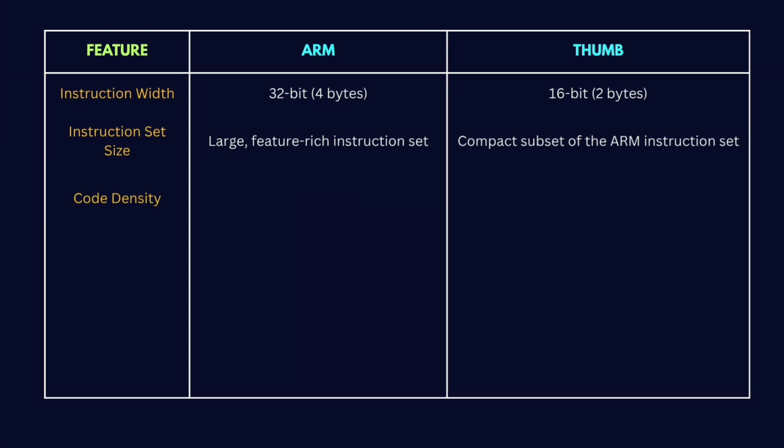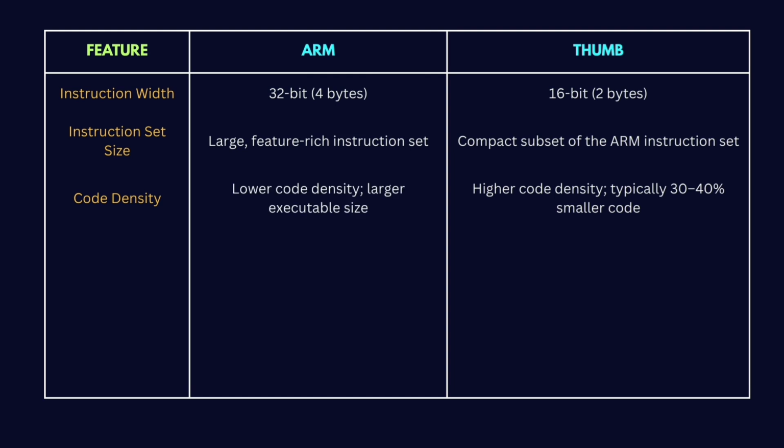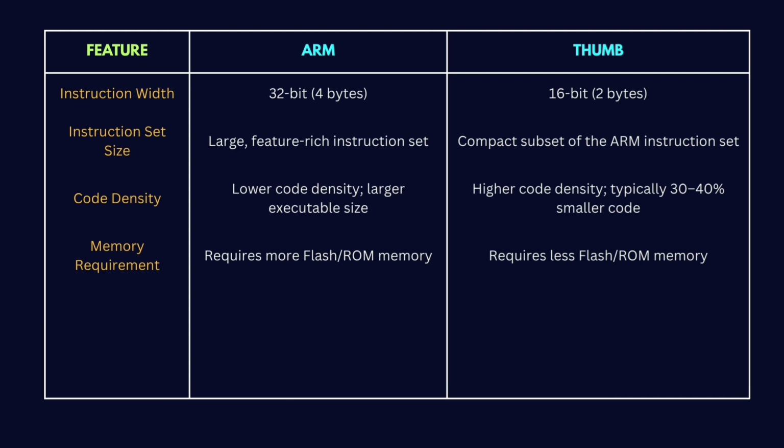Code density and memory requirement. Because thumb instructions are only 16 bits wide, programs occupy much less memory. Typically, thumb code is 30% to 40% smaller than equivalent ARM code. This means thumb mode requires less flash or ROM, making it ideal for memory-constrained embedded systems.